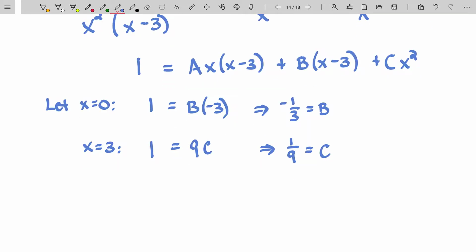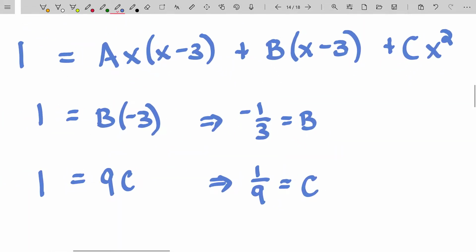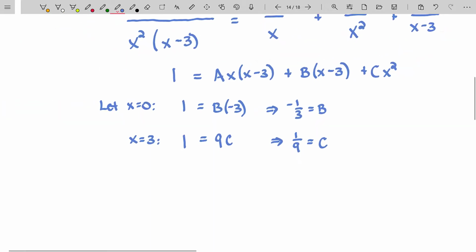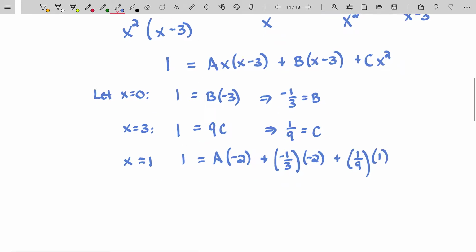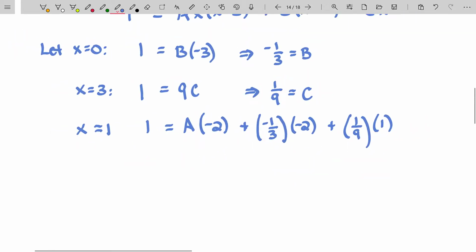We are in luck because now all we have to do is choose another value for x. Again, this equation at the top there is true for all values of x. Well, I've already plugged in 0 and 3, I'll just plug in 1. And at this point, you have to use the values of b and c that you had earlier. So 1 is equal to a times 1 times 1 minus 3 plus b, which is a negative 1/3, times 1 minus 3 plus c, which is 1/9 times 1 squared. Notice that equation only has one unknown and is somewhat simple to solve. So let's go ahead and solve that.